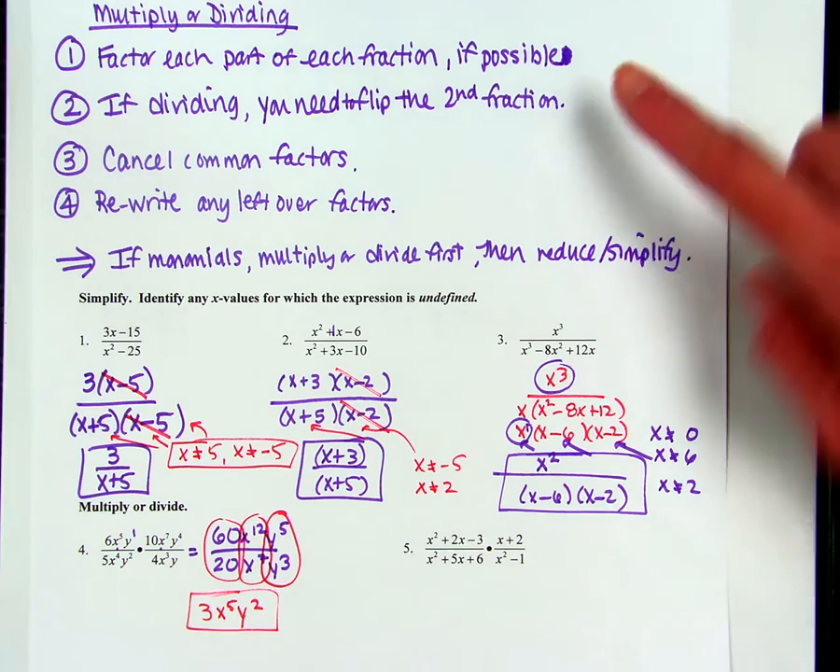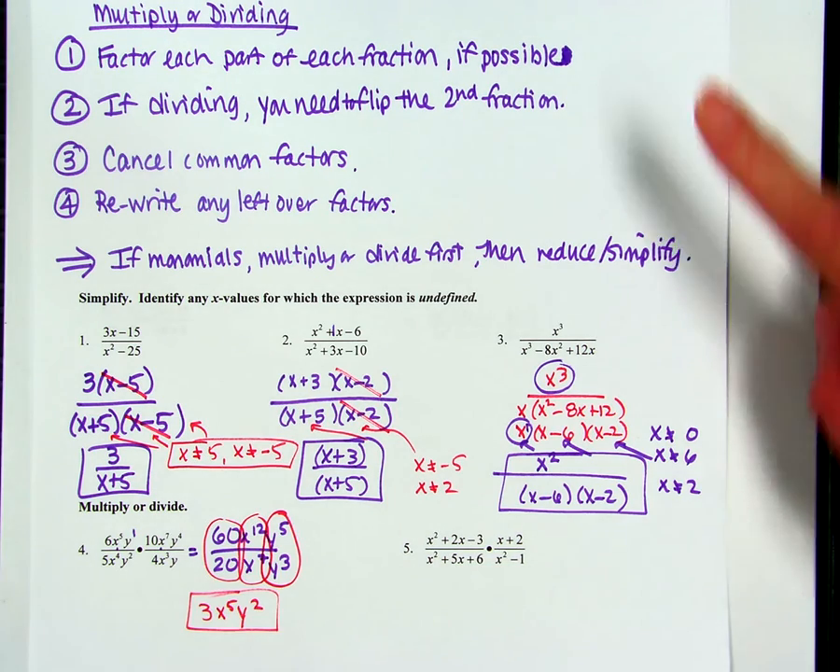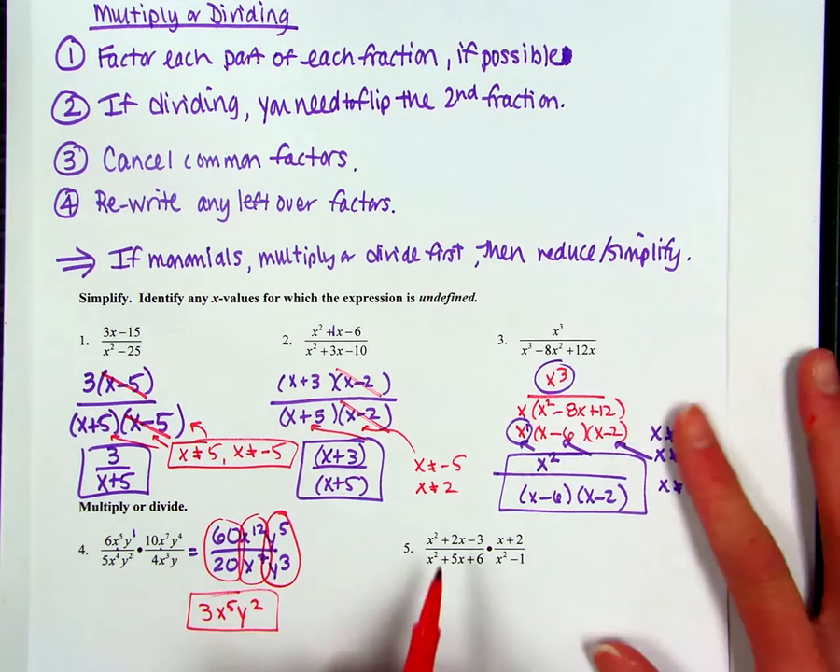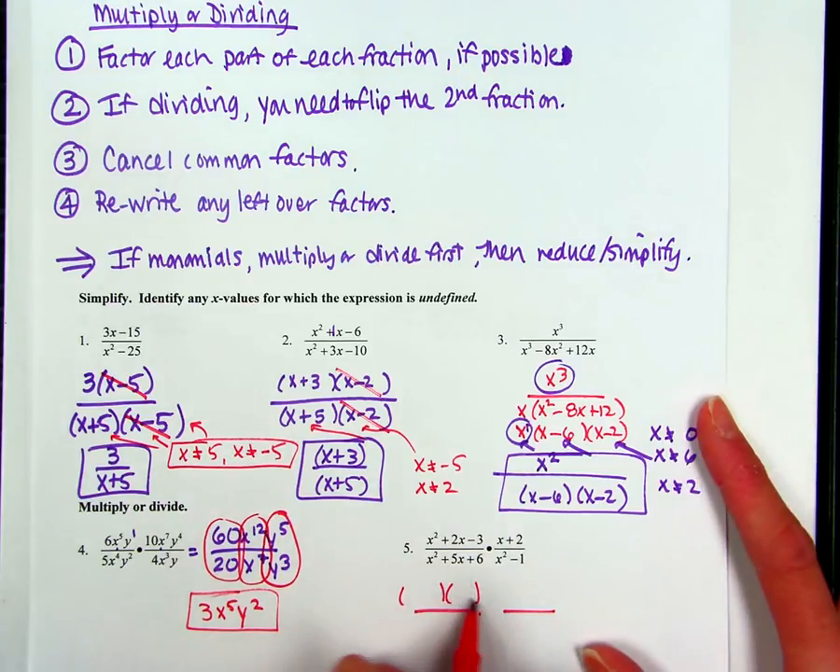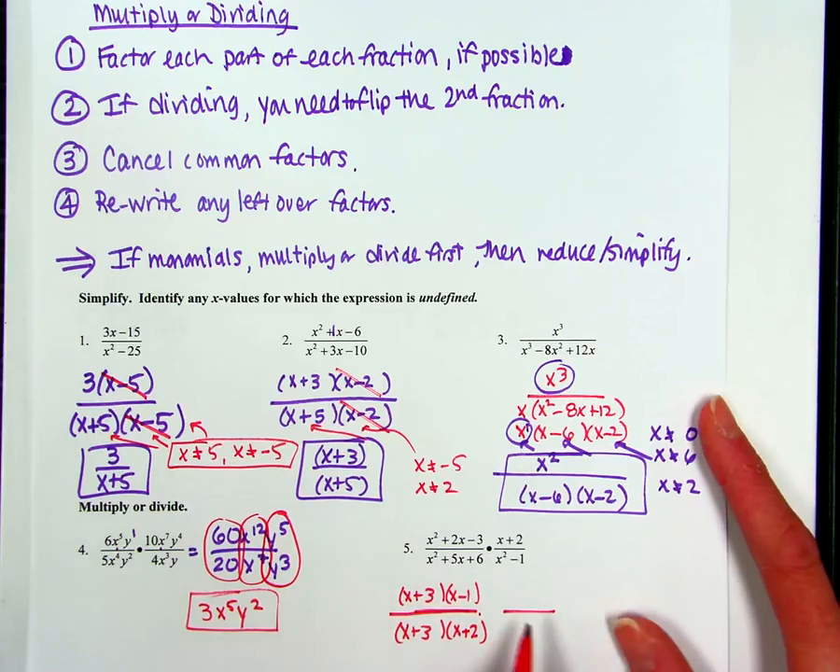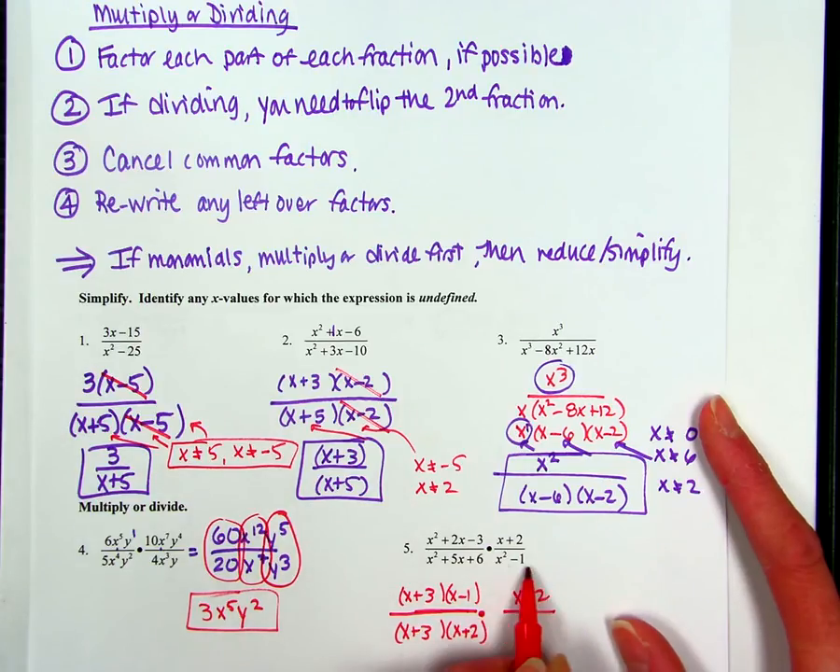Now this is a multiplying or dividing problem, so you're going to factor each part. What multiplies to negative 3 that adds to 2 is plus 3 and minus 1. What multiplies to 6 that adds to 5 is 3 and 2. What multiplies here, actually you don't need to do anything here because it's just a binomial and there's no coefficient. Here you have a binomial but it's a perfect square, so it's x plus 1 and x minus 1.